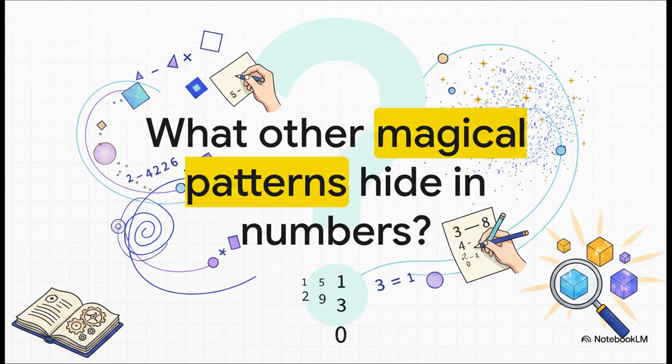I highly encourage you to grab a piece of paper today, pick a random number, and test this trick out yourself. See if you can hit 0. It really makes you wonder, though, if subtracting simple odd numbers can magically reveal square roots, what other fascinating, magical patterns are hiding in the math all around us, just waiting to be discovered?